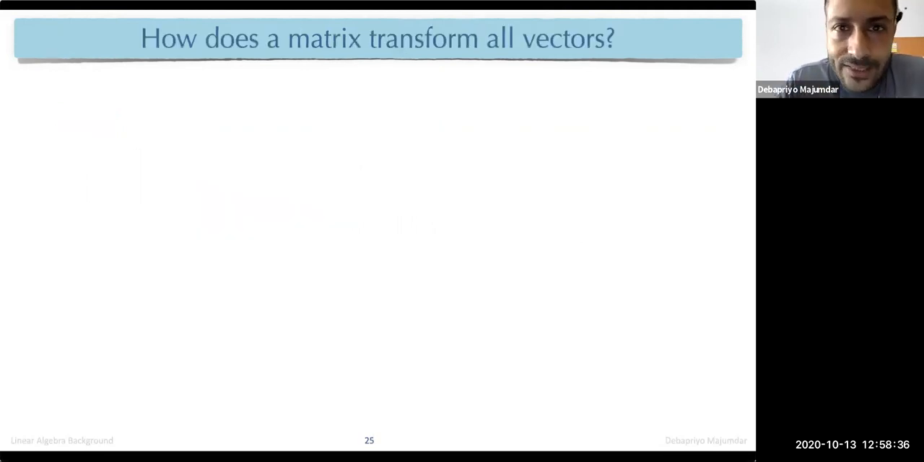Okay, so how does a matrix transform all vectors? How many of you are extremely comfortable with all kinds of transformations, like, let's say, a rotation, a shear, a scaling, and all those?